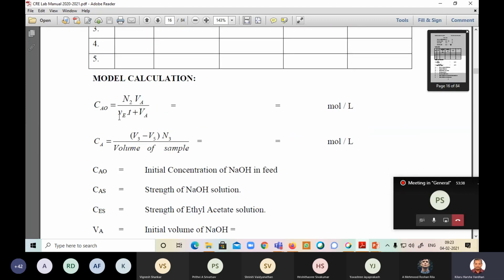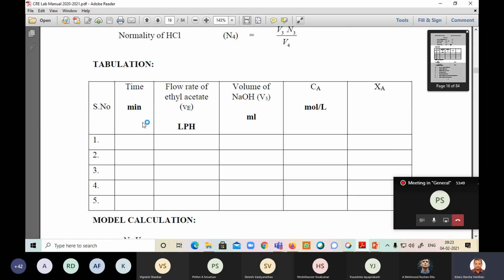CA naught is VE. VE is nothing but, this is how you have to calculate the volume of VE. You know the flow rate. Flow rate times time. In your data set, it is given as 5, I think, but actually it is 2 in your procedure, right? So whatever is given in the procedure, you take. This is 2 LPH, that is liters per hour. Time is in minutes, so you convert this to liters per minute. Then only you get liters. Am I right? If you multiply both, you will get liters.